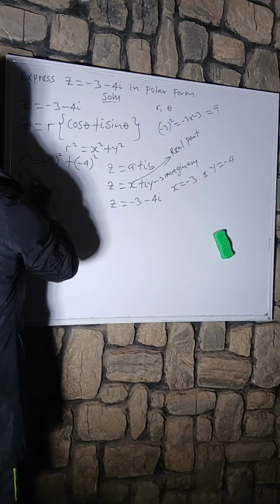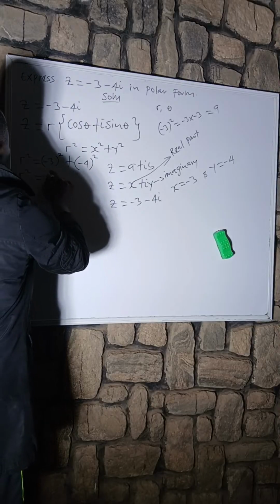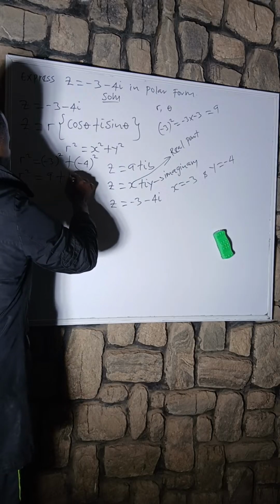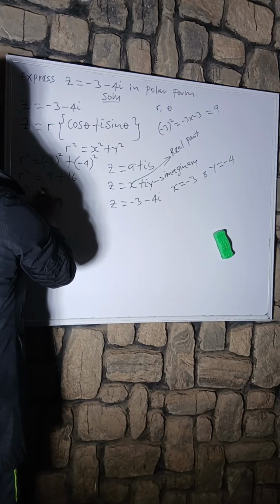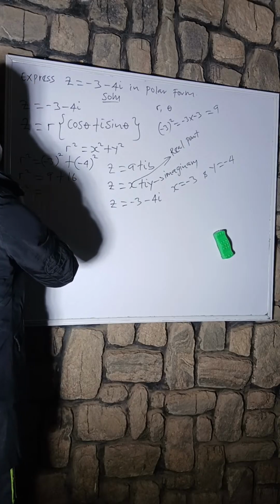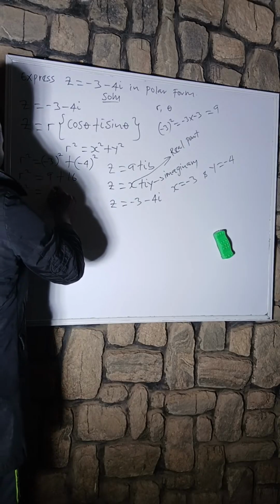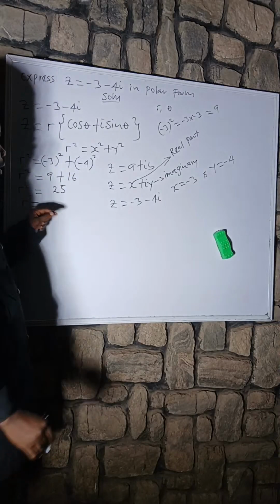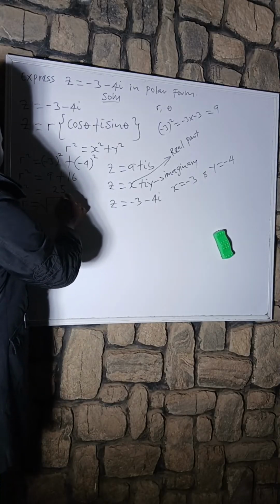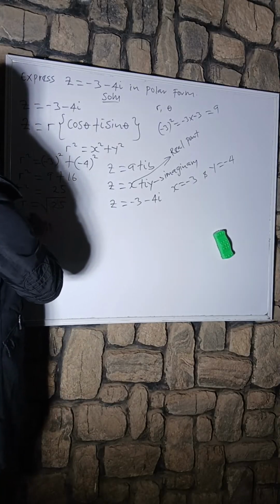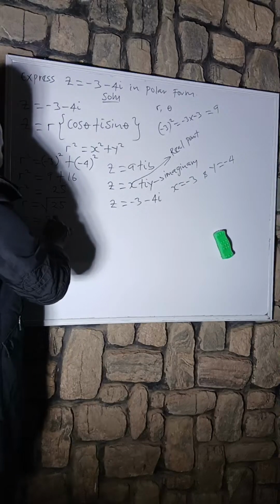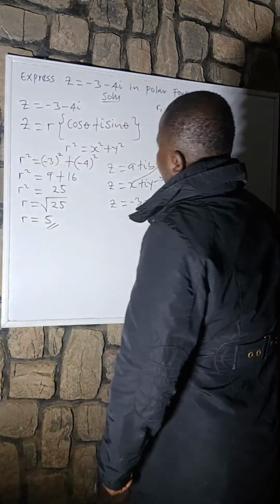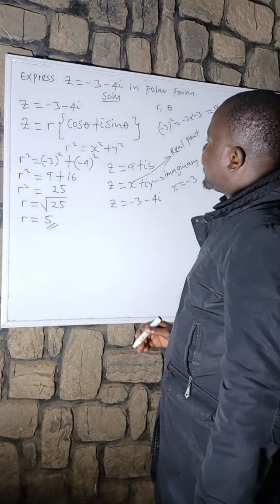Our r square is equals to 9 plus the same thing applicable here, 16. So r square is equals to 9 plus 16, which is 25. So by the time we square root both sides, we are going to have the square root of 25, which is r equals to 5. Our r is equals to 5.